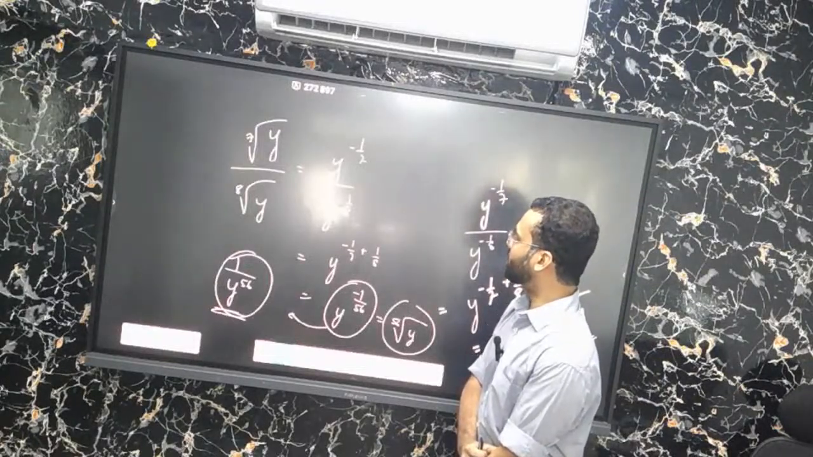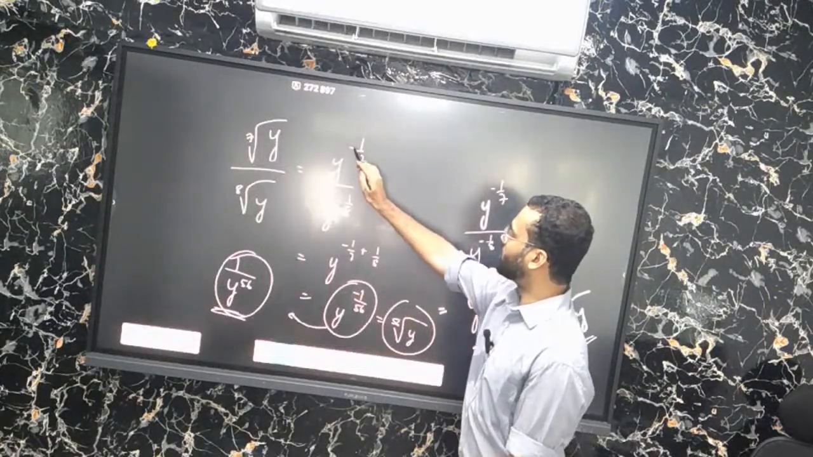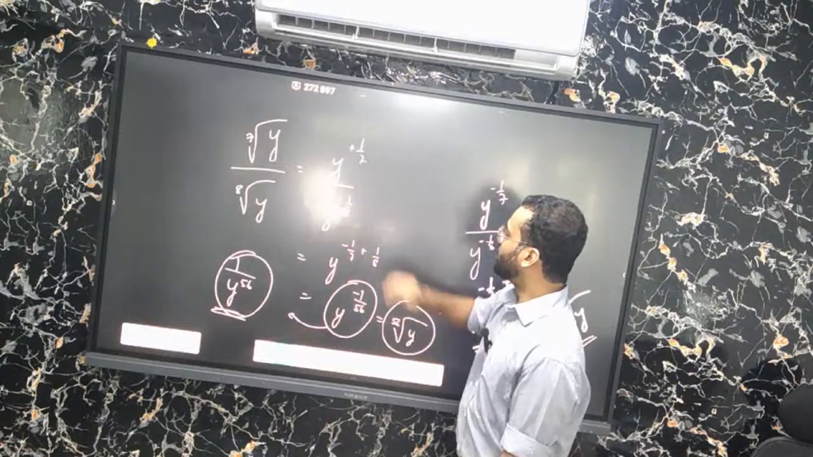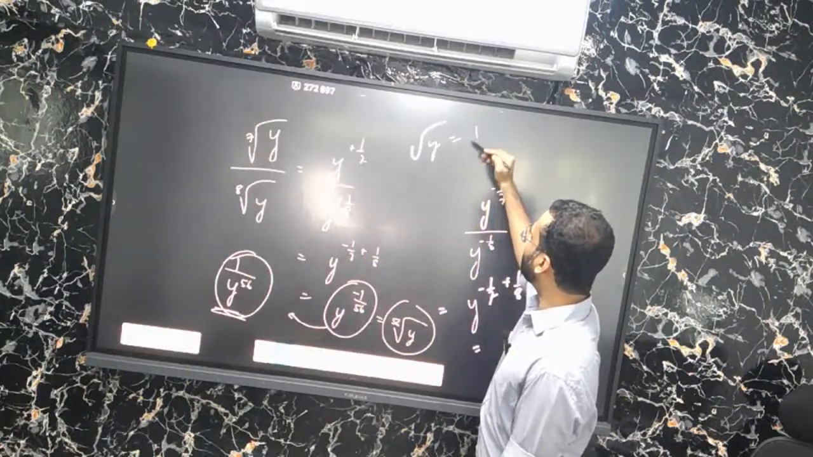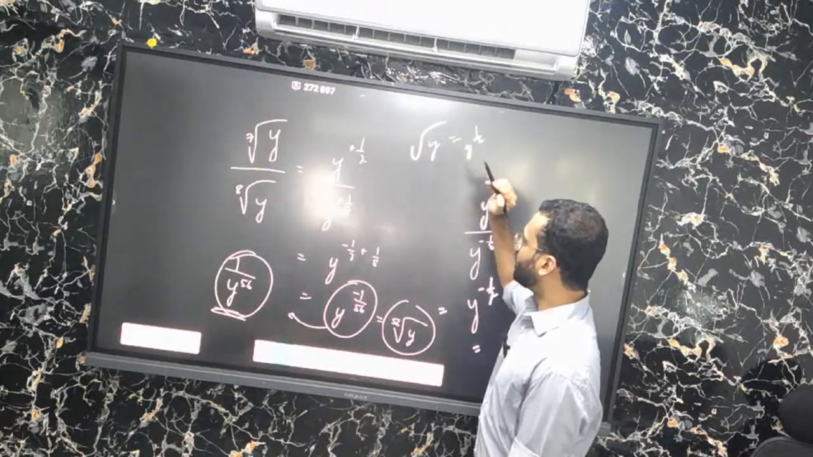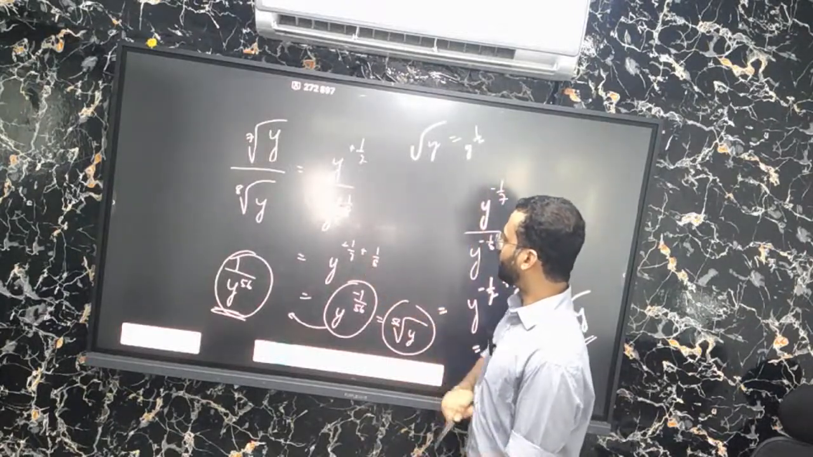Sorry, yeah, both are plus only, no? Because square root of y will be nothing but y to the power of 1 by 2 only. So both are plus only, no? Okay, both are plus only.